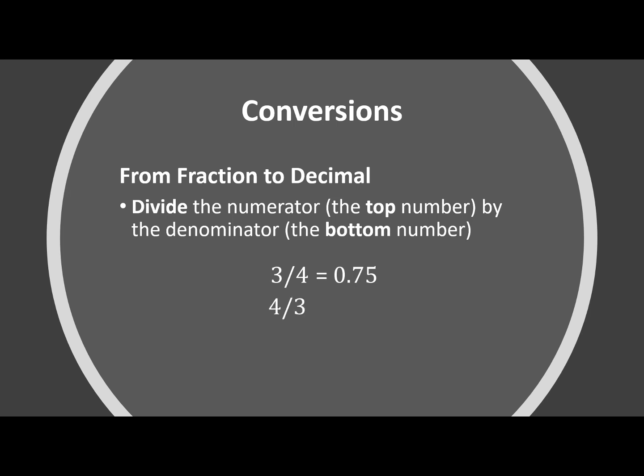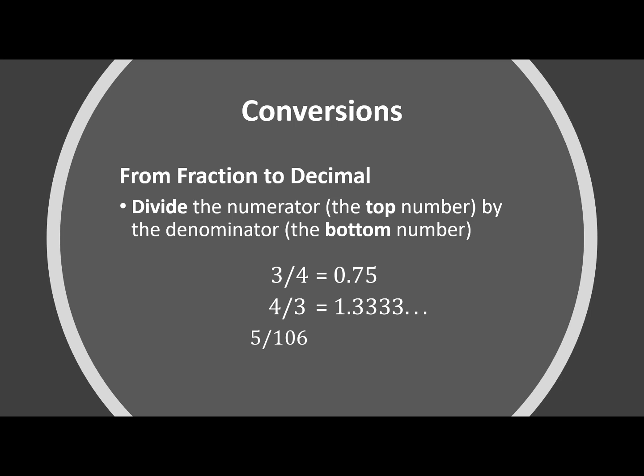Another example, 4 divided by 3, again, the same digits, but they're in a different order. It does matter. So we take 4 and divide it by 3. You're going to get something larger than 1. And using this on the calculator, you should get 1.3 repeating.